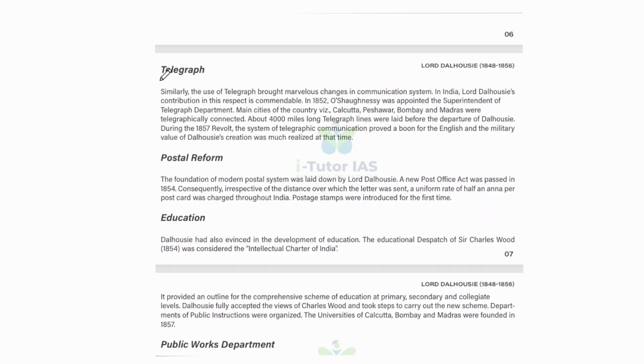And next is telegraph. Similarly, the use of telegraph brought marvelous change in the communication system, and in India, Lord Dalhousie's contribution in this respect is commendable. In 1852, Shaughnessy was appointed the superintendent of the telegraph department, and the main cities of the country, Calcutta, Peshawar, Bombay, and Madras, were telegraphically connected. About 4,000 miles of telegraph line were laid before the departure of Dalhousie. During the 1857 revolt, the telegraphic communication system proved a boon for the English, and the military value of Dalhousie's creation was much realized at that time.